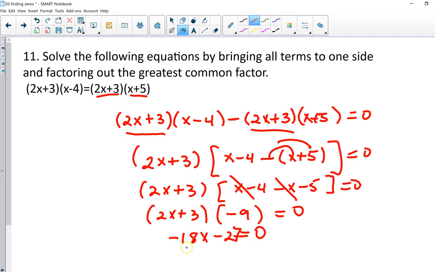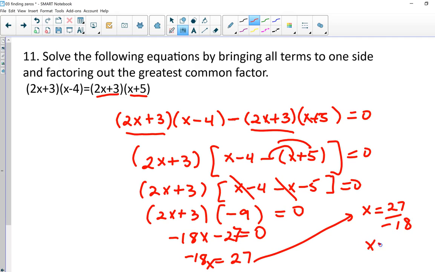I add 27 to both sides of the equation. And I solve for x. I could reduce this to negative 3/2. And there you have it.